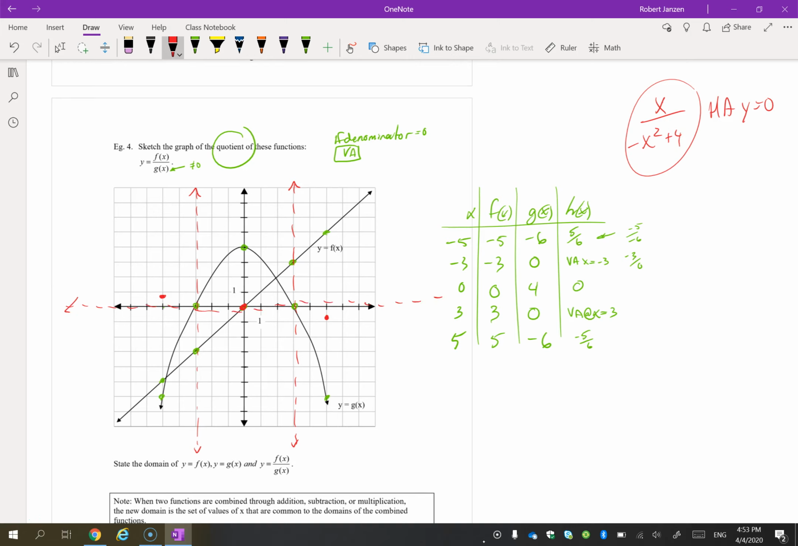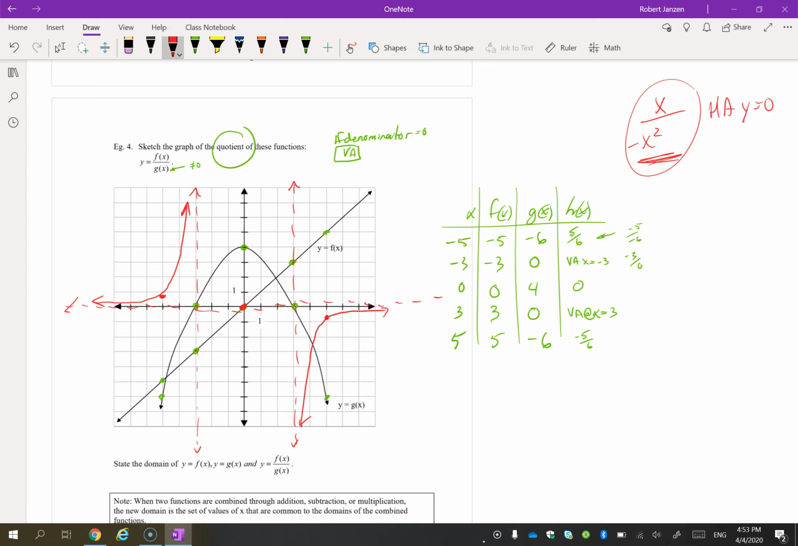By the way, I don't know if this is the right graph, x squared plus 4. I'm just kind of guessing. I know it's an upside down parabola, so I don't even need to know what that 4 is. I just know that the horizontal asymptote is y equals 0. So then my graph is going to look something like this. And down here, it's going to look something like this.